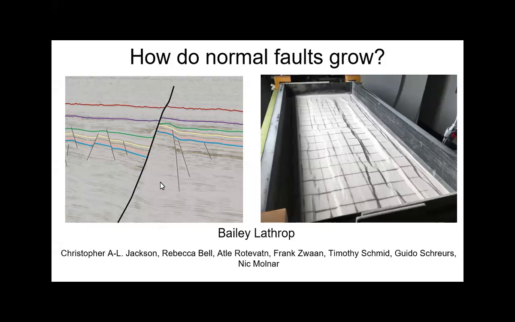Okay, and so this is going to be work from myself as well as my co-authors, Chris and Becky, who are at Imperial, Adler in Bergen, the University of Bern team, even though Frank's now moved on to Potsdam, and then a little bit of work that Nick Molnar and I started last year, and he's at Aachen now, I believe.